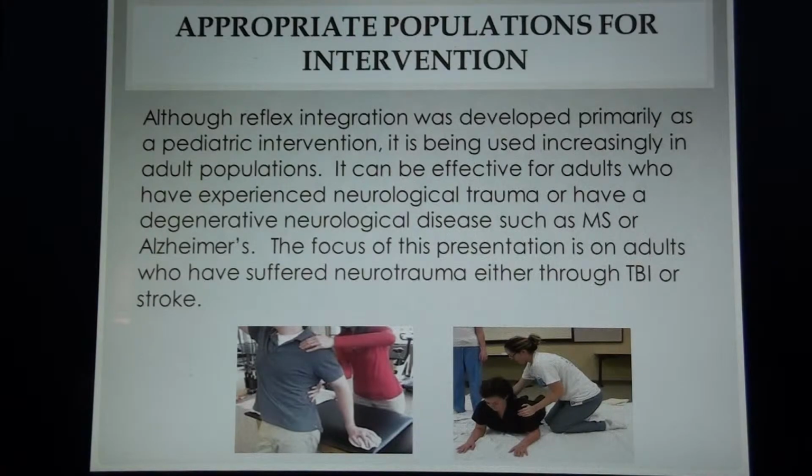Although reflex integration was developed primarily as a pediatric intervention, it is being used increasingly in adult populations. It can be effective for adults who have experienced neurological trauma or have a degenerative neurological disease such as MS or Alzheimer's. The focus of this presentation is on adults who have suffered a neurotrauma either through TBI or stroke.